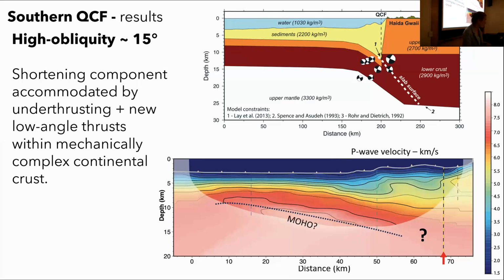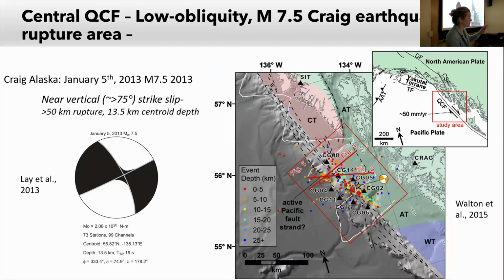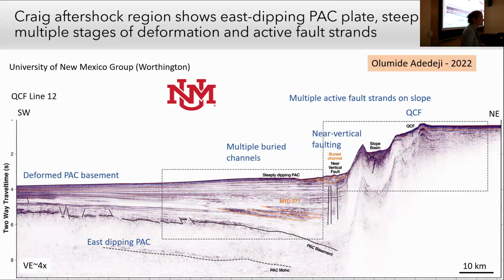Okay. So I'm going to accelerate a little bit. We're approaching 4:30. We're not that far away. And I'm going to hop now up north again. So now this is the other zone. This is the Craig, Alaska region, off where we had the magnitude 7 strike slip earthquake. Okay. So I'm going to show you similar images from that zone.